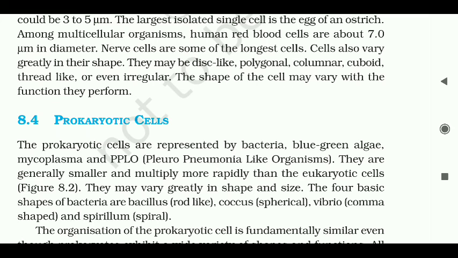Cells also vary greatly in their shape. They may be disc-like, polygonal, columnar, cuboid, thread-like, or even irregular. The shape of a cell may vary with the function they perform.